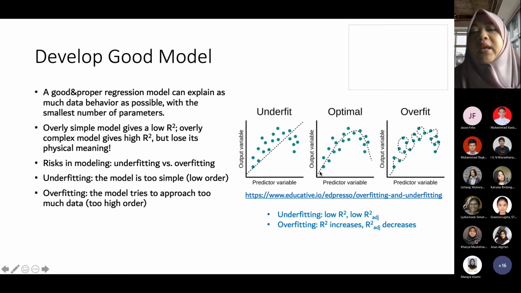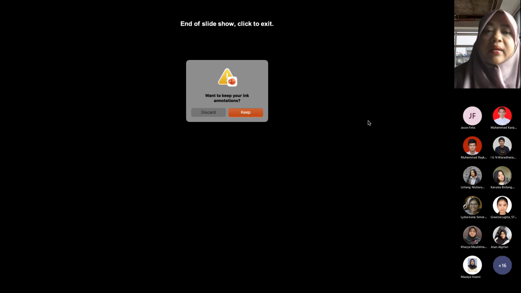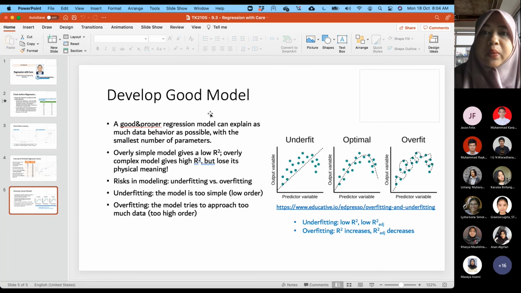And as you know, the behavior of a system is of course not always ideal, so it is okay to have a discrepancy in the data like this, as long as we can see the trend and describe it. I think that is the one that I can explain to you.